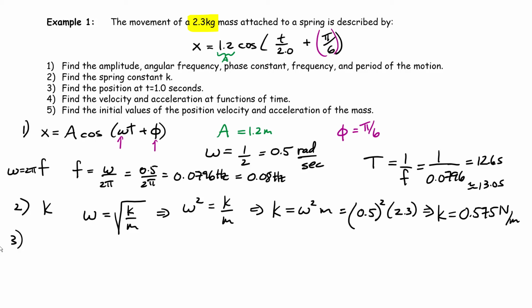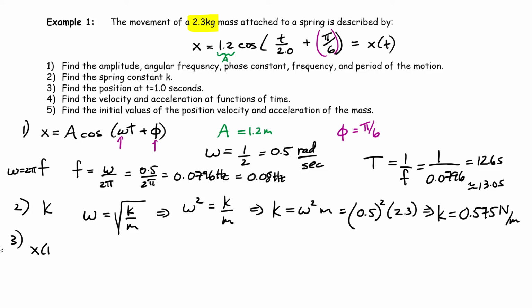It says we have to find the position now at time equals 1 second. So basically, this is really an expression of x as a function of time. Time is the only unknown in this equation. So all you have to do now is substitute 1 inside this expression. So it looks like this.